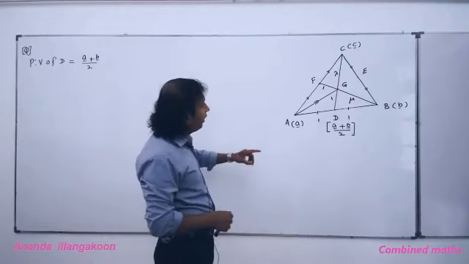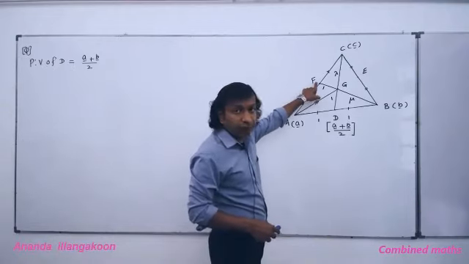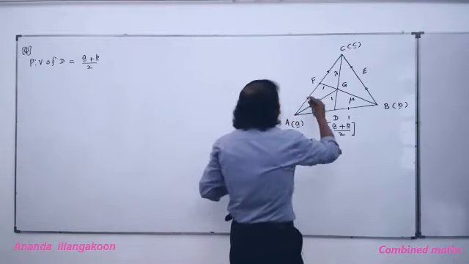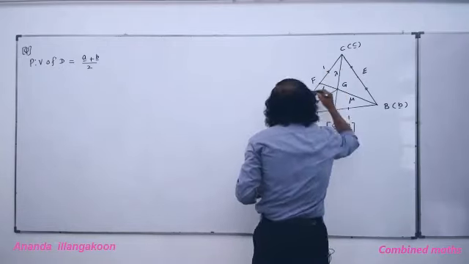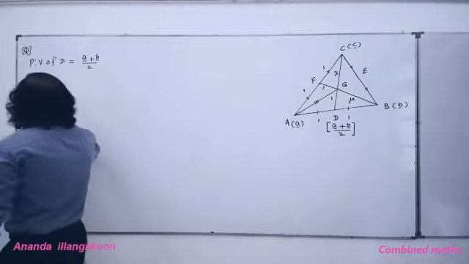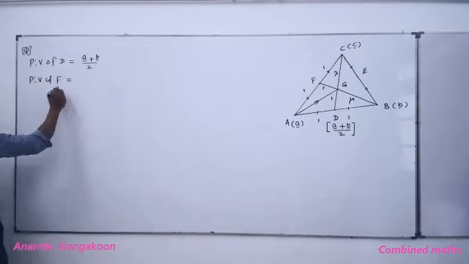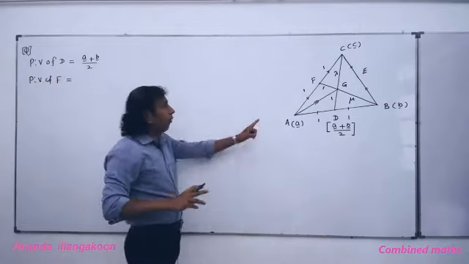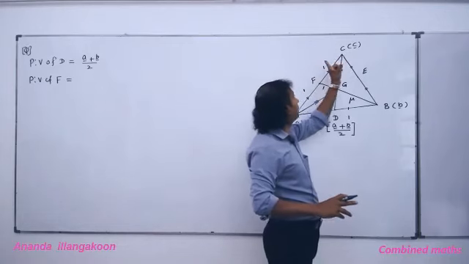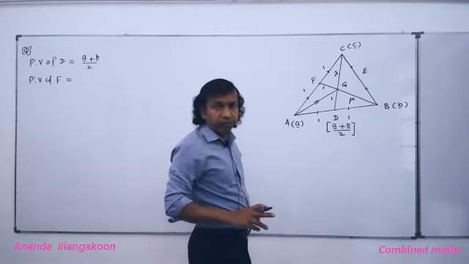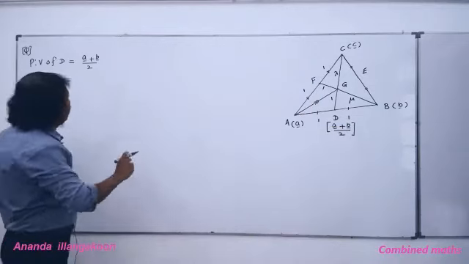Similarly, shall we find the position vector of this capital F? F is also the midpoint of AC, no? Therefore, the ratio is 1:1. Position vector of F, not D. What is F going to be, people? 1 into C plus 1 into A divided by 1 plus 1. Then what is that? A plus C divided by 2, no?